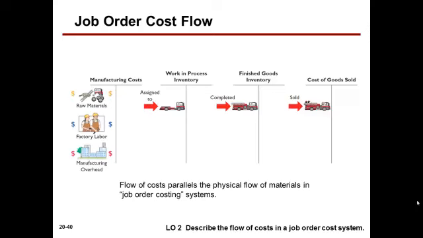A generic graphic of the dollars being moved across the page. Work in process inventory as production is made. The debits move to finished goods as they're completed and move to cost of goods sold as the goods are sold. The flow of costs in a job order cost system parallels the physical flow of materials in a job order costing system.